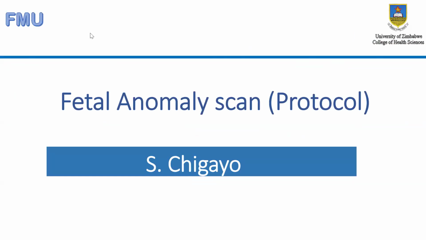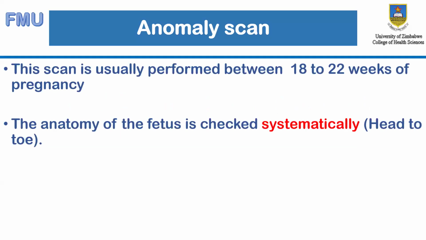So I'll be taking you through the fetal anomaly study. The study is usually performed between 18 and 22 weeks of pregnancy.